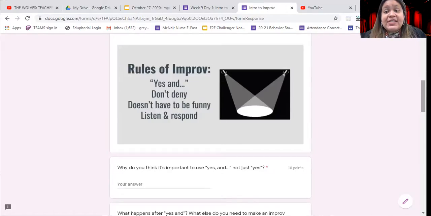And then the last rule is listen and respond. Listen to what your partner is saying. Do not try and think up things in your head before you know where the scene is going to go. It's very important to listen, take in what your partner or the person in your scene says, and then respond. And again, you want to respond in a way that keeps the scene going.